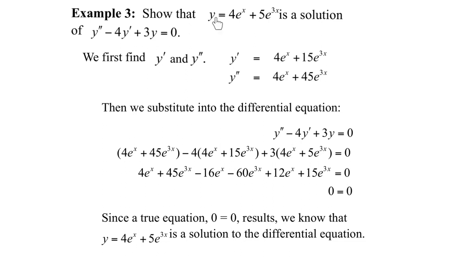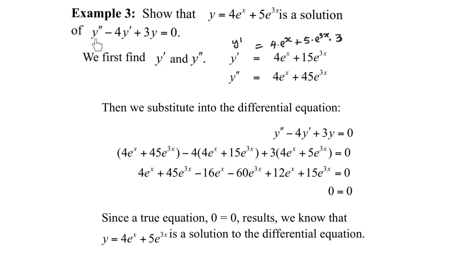Next question. In this one, we need to show that this is a solution of this differential equation. We can replace this y, but we need to find this y prime and y double prime, right? So first find the y prime and y double prime of this. So y prime is the derivative of this function. So 4e to the x, 5 times e to the 3x times 3, right? So that will become 15e to the 3x. Then take the derivative of that function again. 4 times the derivative of e to the x is e to the x. Then 15 times e to the 3x times 3. That makes it 45e to the 3x.